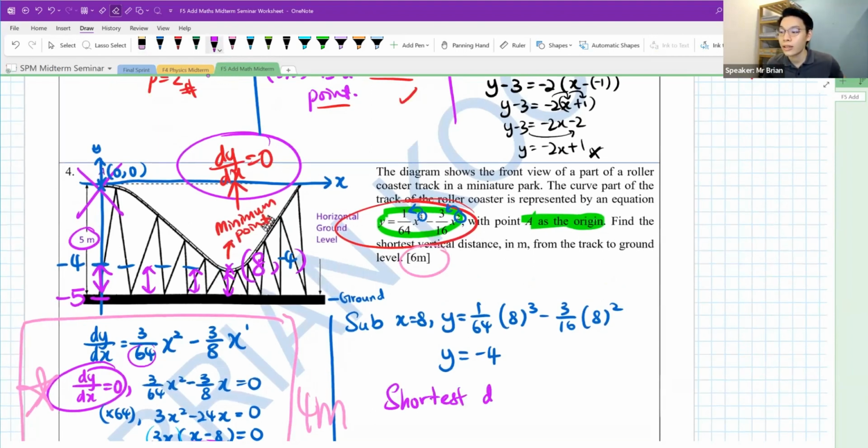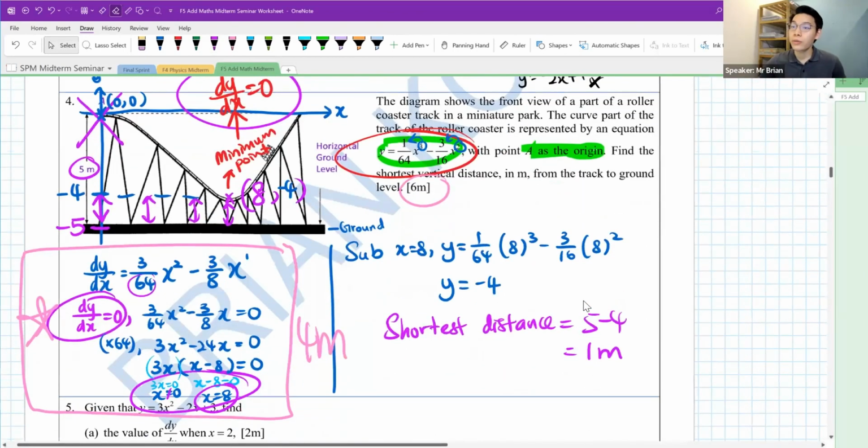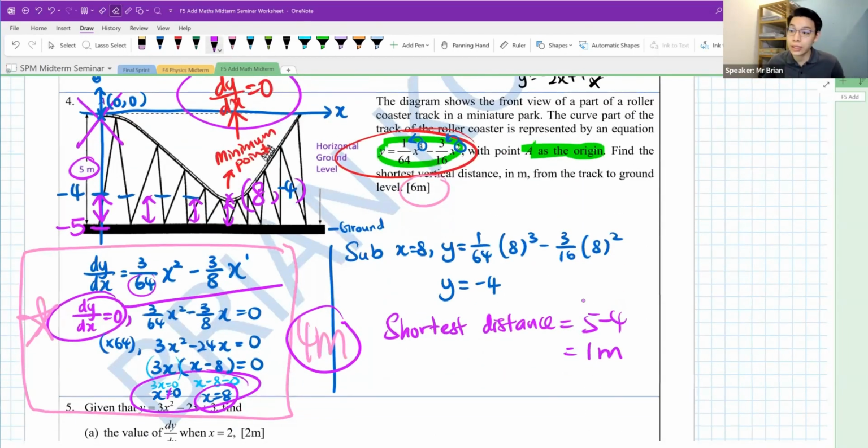a 1. You don't need to do working also can, right? Or you want to do 5 minus 4 also can. It will just be 1 meter. Can see? So most of the marks is here because you know how to do dy dx equals to 0. It would have gotten you that far. This one will give you 1 mark. This one will give you 1 mark.